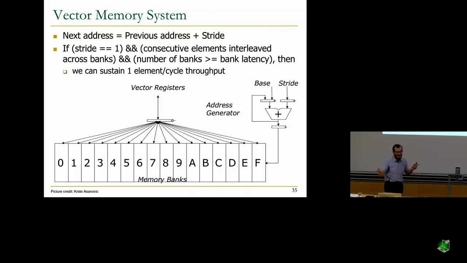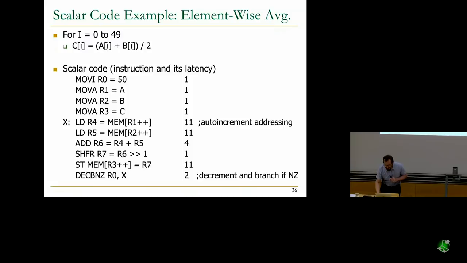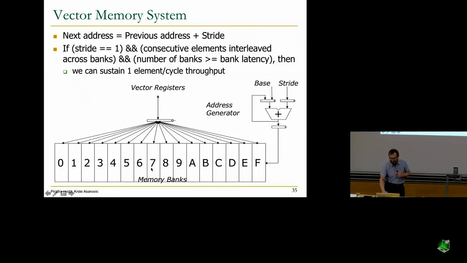Because if you had 8 banks, you could only start 8 accesses, and you'd need to wait 3 more cycles for the first access to finish, because the memory is taking 11 cycles. That's why Cray-1 actually had 16 memory banks: its memory access latency was 11 cycles, and they wanted to sustain one element per cycle throughput, to get consecutive elements per cycle.